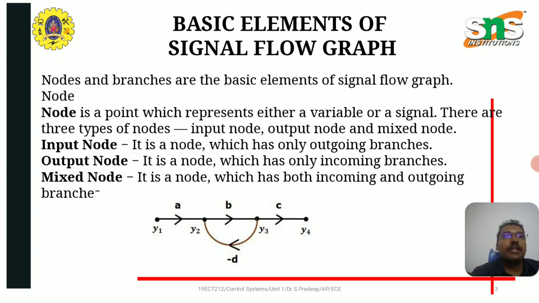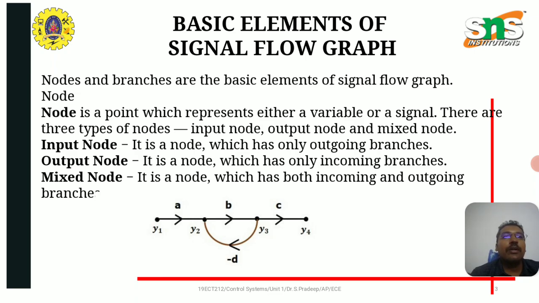The basic elements of signal flow graphs are nodes and branches. A node is a point which represents either a variable or a signal. There are three types of node. The first one is the input node, the second one is the output node, and the third one is the mixed node.